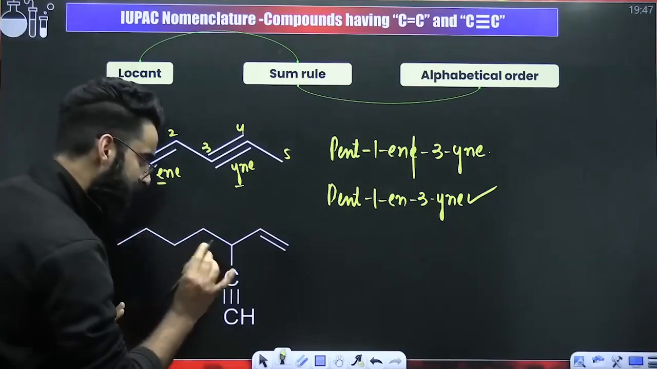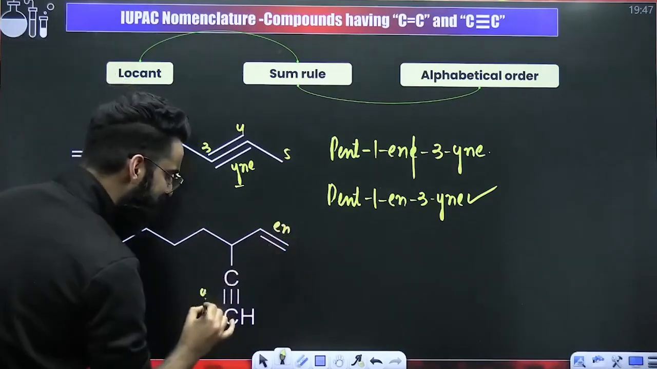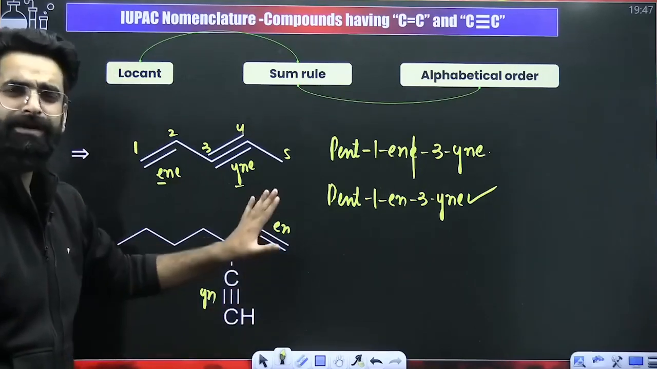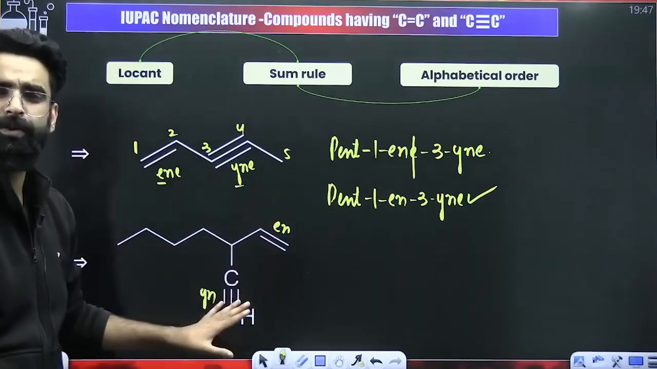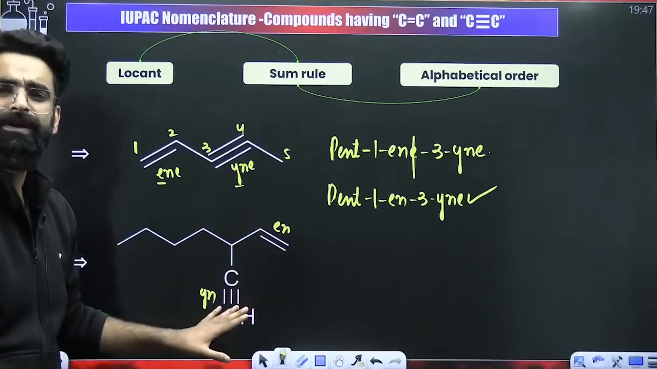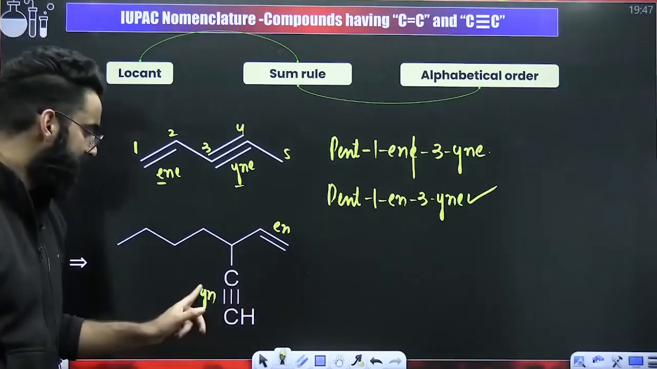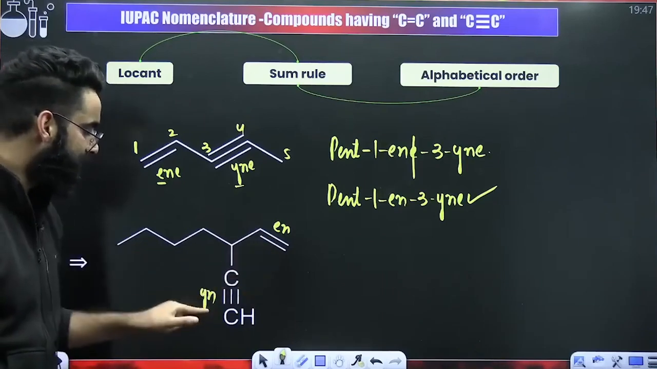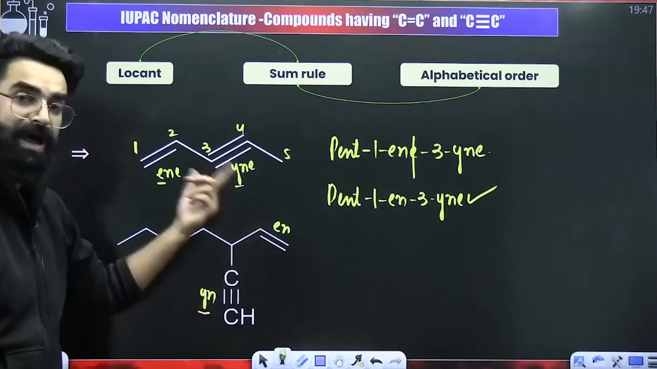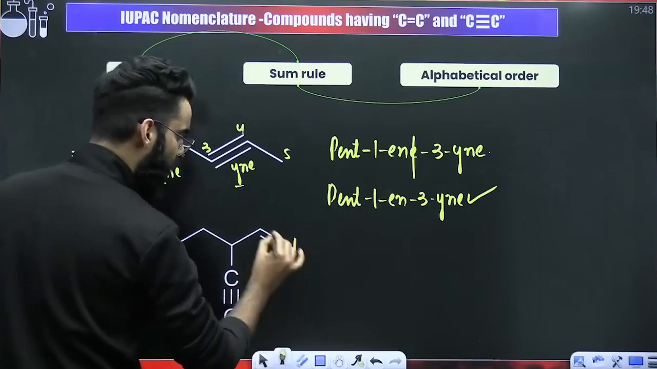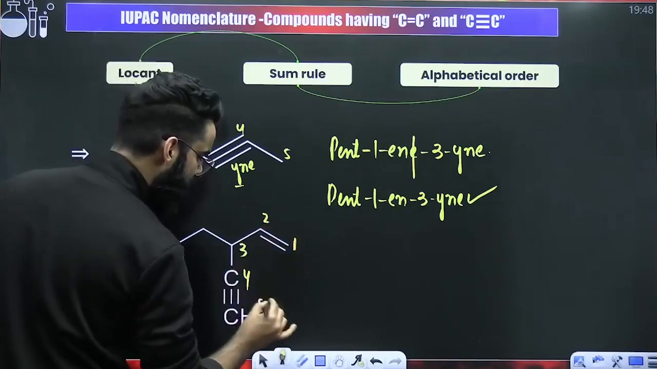My dear students, this is ene here, this is ine here. You cannot decide on the basis of the first locant. You cannot decide on the basis of the lowest sum rule. Now there is alphabetical order left. This starts with Y, this starts with E. So alphabetically E comes first. If E comes first, I'll be prioritizing this E. So 1, 2, 3, 4, and 5.